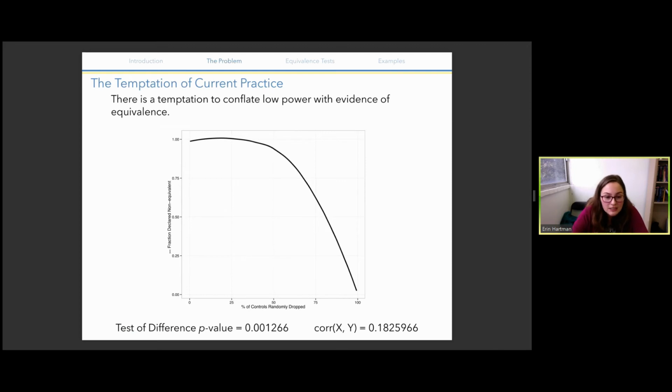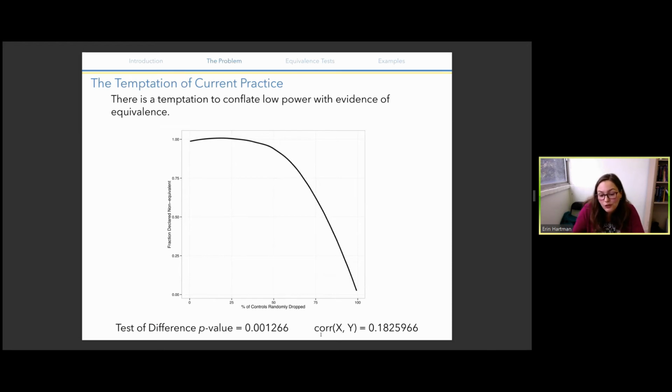And if we're declaring something non-equivalent based on this p-value, and if we declare something equivalent if we fail to reject, then by simply dropping controls at random, we're lowering the power. And as we drop more and more data, we're more likely to declare the groups equivalent, as provide evidence of equivalence. And that would be an incorrect interpretation, but one that we see a lot.